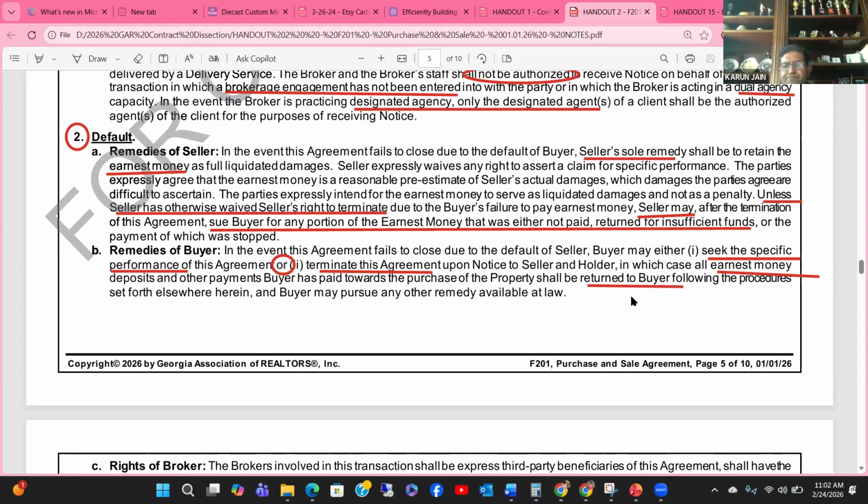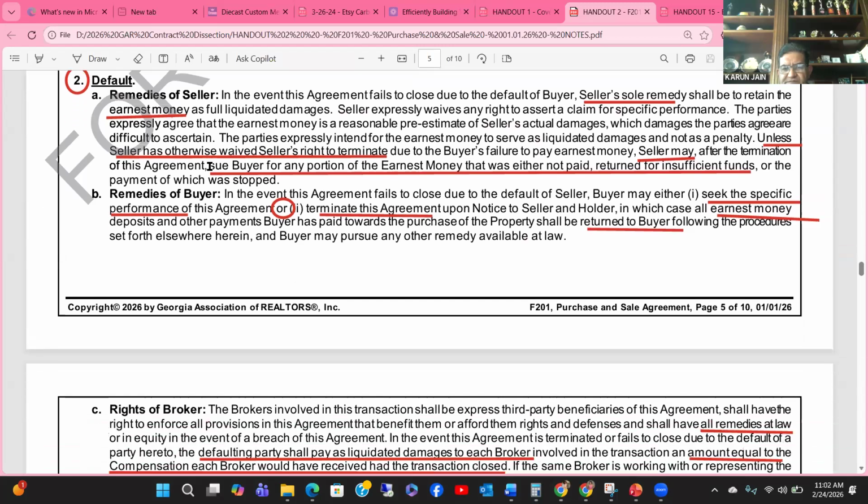The other thing that's here: buyer may pursue any other remedy available at law. So if a seller defaults, a buyer has much more legal leverage to pursue a seller for defaulting, whereas if a buyer defaults, the seller can only get earnest money.